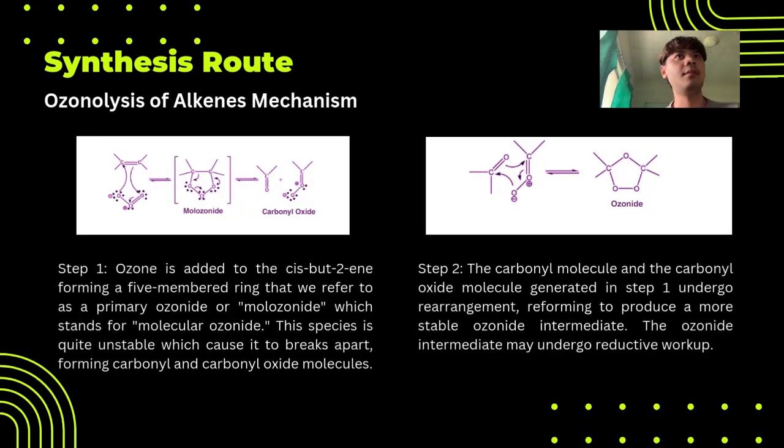For the ozonolysis of alkene mechanism, the first step is ozone is added to cis-butene, forming a five-membered ring that we refer to as molozonide. Then this species is unstable, which causes it to break apart, forming a carbonyl and a carbonyl oxide molecule. Then the carbonyl molecule and the carbonyl oxide molecule generated in step 1 undergo rearrangement, forming a stable ozonide intermediate. Then this will undergo reductive workup.